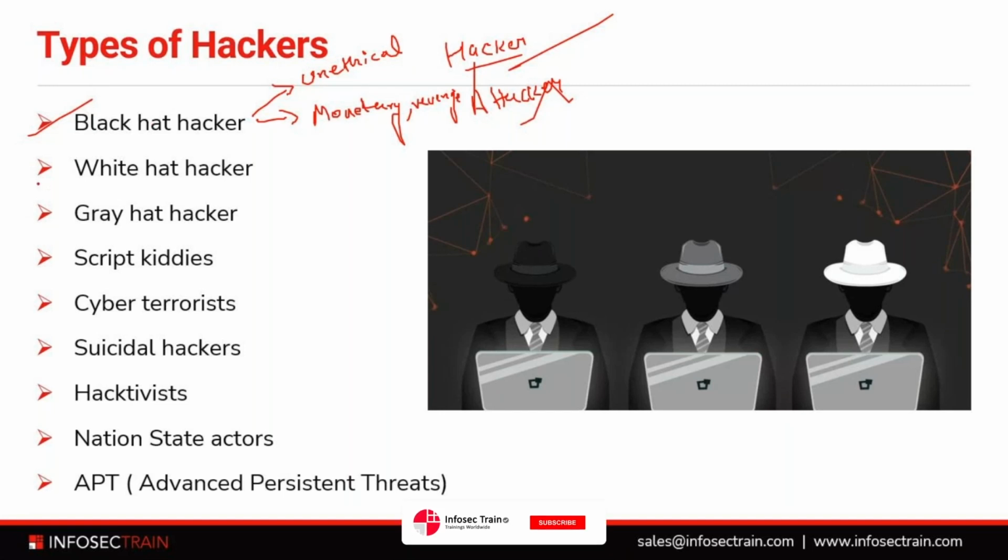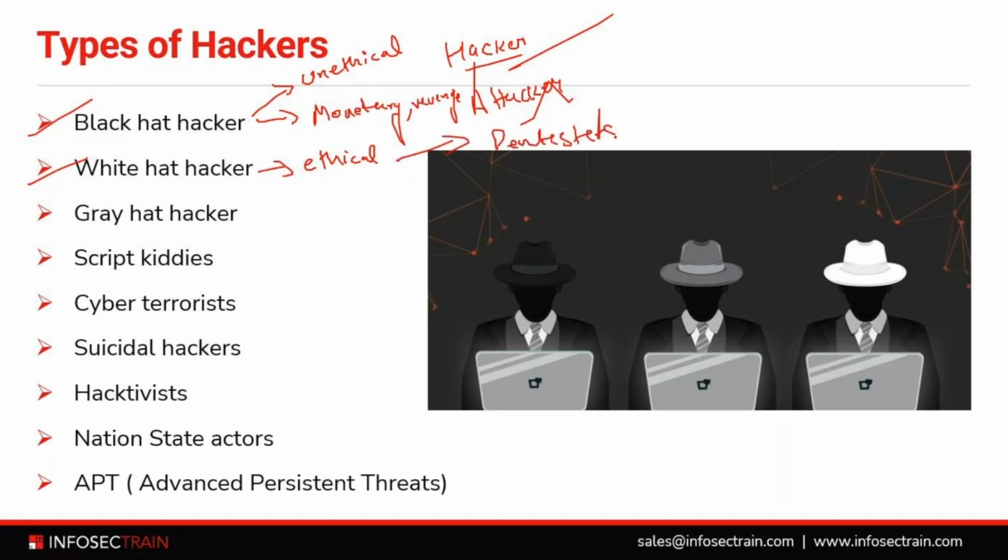Then we have white hat hackers. When we talk about white hat hackers, these are ethical people, right? Ethical in the sense they will ask for permission for doing the hacking, then they will perform the hacking, right? After performing the hacking, whatever vulnerabilities they have found, they will report it to the organization so that the organization can remediate or fix those vulnerabilities, right? And these people are called pen testers. The people who are working as pen testers in the organization, those are white hat hackers.